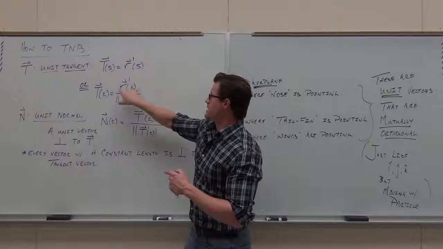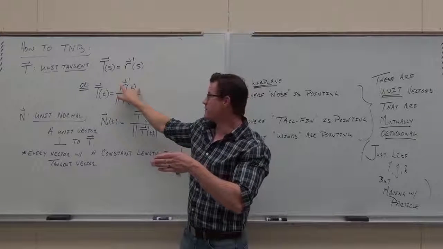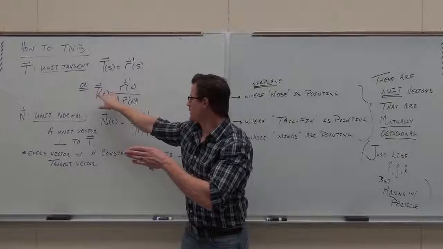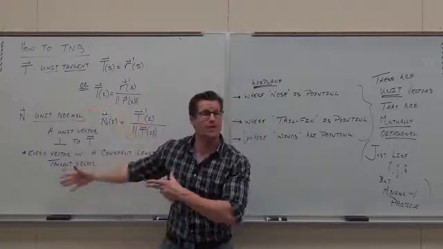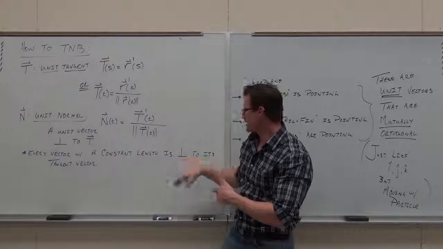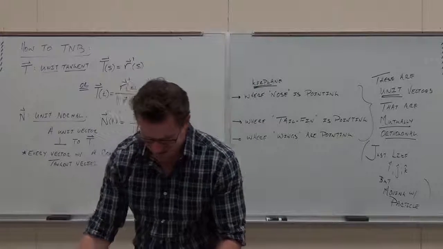Do you understand that when I take a derivative of something, I am for sure getting a tangent? When I take a derivative of this thing, I'm getting another tangent. Does that make sense? How do I know that this tangent is perpendicular to this vector? That is what we're about to prove right now. And it's with this statement: every vector with a constant length is perpendicular to its tangent vector. That's not a proof, that's just a statement.